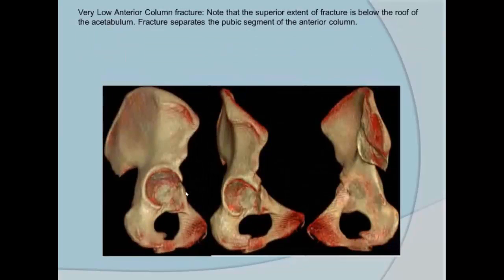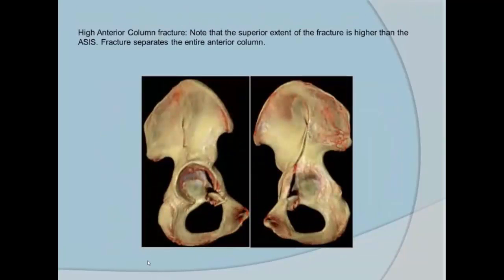This is the colored version of the same thing, a very low anterior column fracture. Okay, these are high anterior column fractures. Note the superior extent of the fracture is higher than the anterior superior spine. So this is the anterior superior spine. The fracture goes all the way through the iliac wing, extending into the acetabulum and going all along the anterior column.